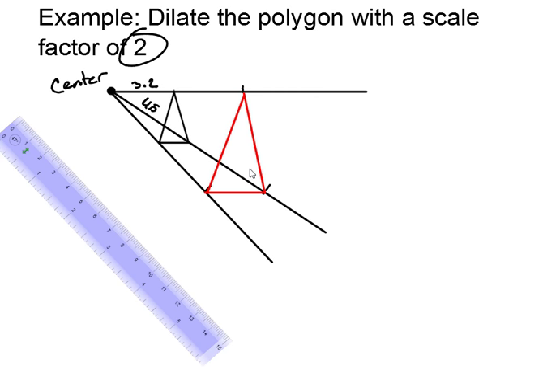And this triangle is an exact copy of the original triangle, except for the fact that it's just larger. It's still the exact same shape, it's just gotten bigger. So again, we drew these lines that went from the center of dilation and touched each of the corners or vertexes of that shape. I measured from the center to each of those vertexes, and then I doubled those amounts.